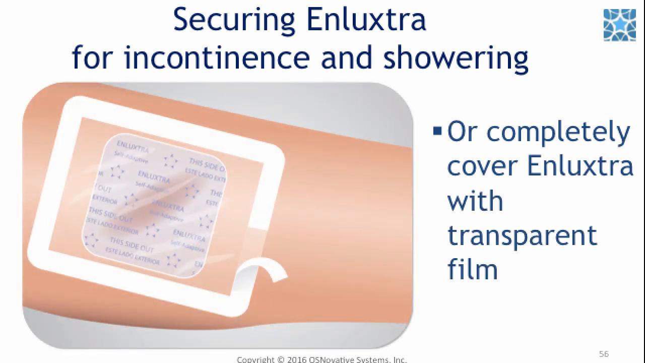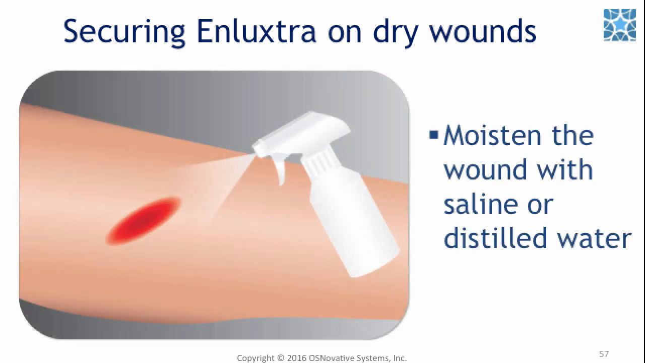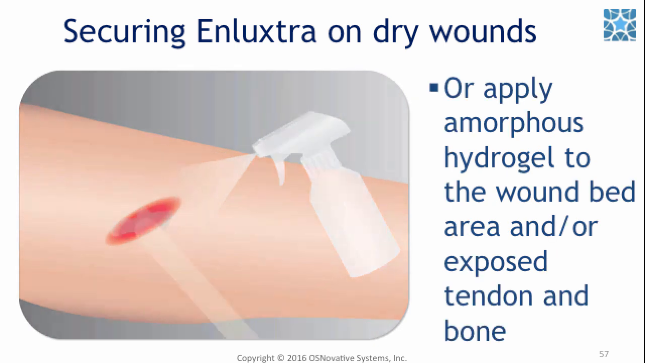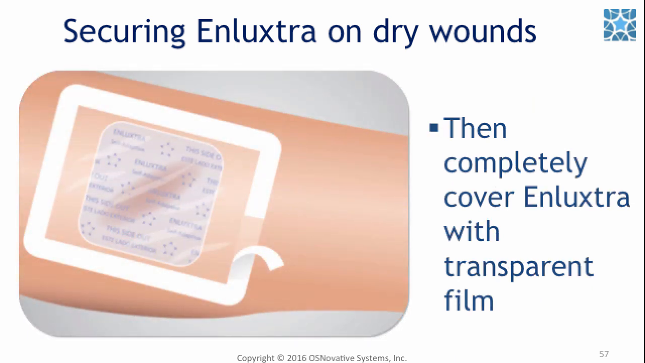The film must completely cover Enluxtra and extend beyond the dressing edges for at least 1 inch. If the wound is dry, before applying Enluxtra, moisten it with saline or distilled water, or apply amorphous hydrogel to the wound bed area or exposed tendon and bone. No need to pat dry. Then, completely cover Enluxtra with transparent film, making sure the film extends beyond the dressing edges for at least 1 inch.